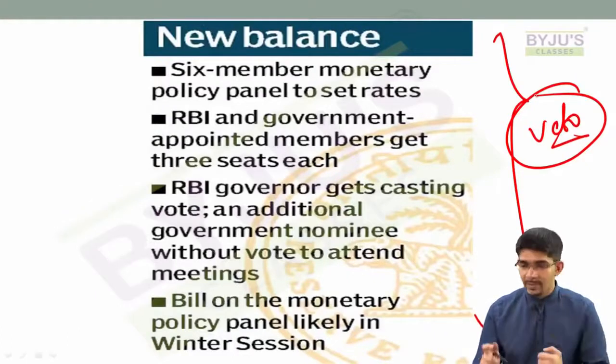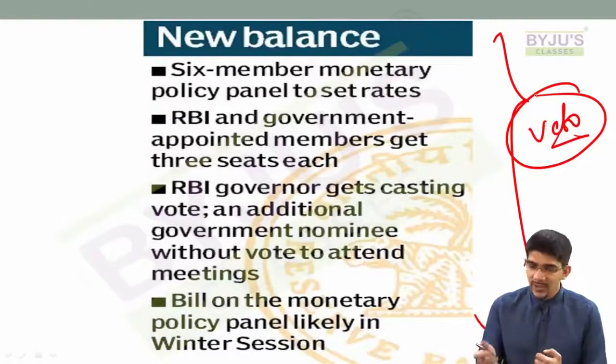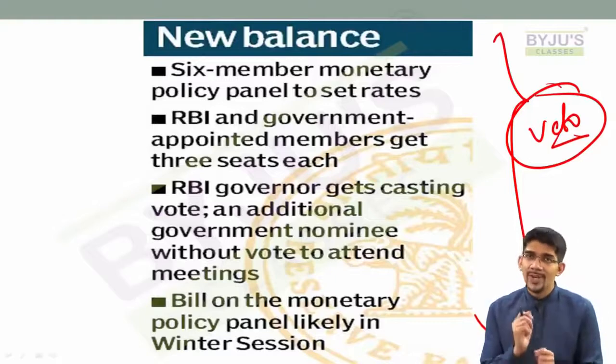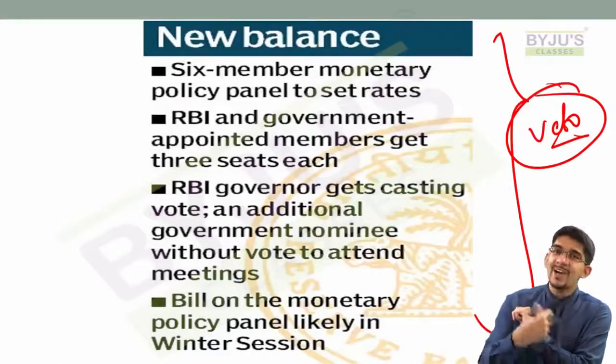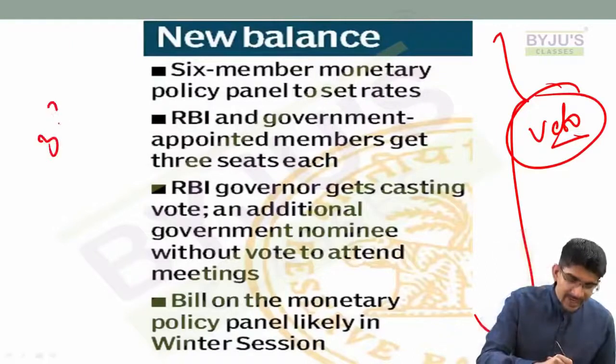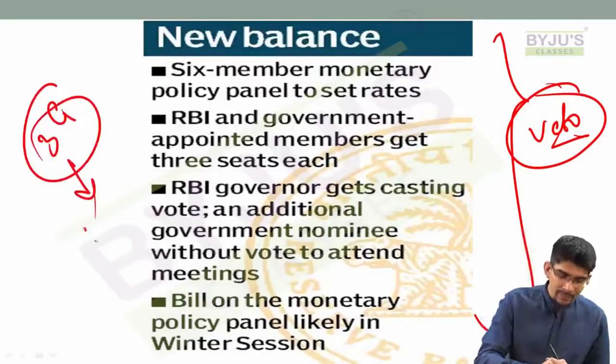Now, firm action is possible when the RBI governor has more power. So this veto could be an issue. We'll have to wait and see what happens. Now, another thing we can wonder is, why is RBI compromising? Why is RBI allowing 3 government members into the MPC?